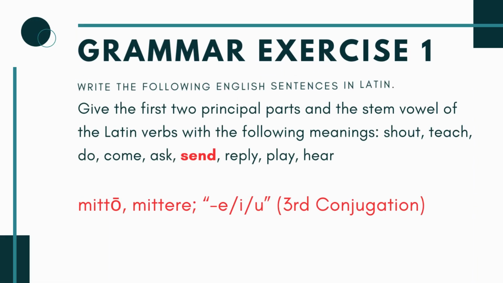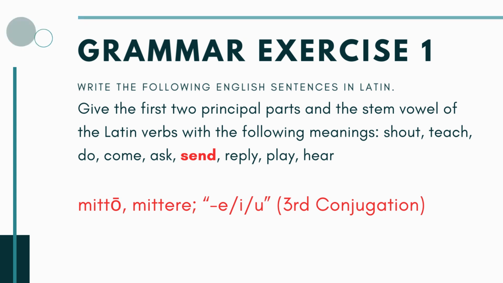The next verb is to send. You have mitto, mittere. Now, the ERE in mittere is short. There's no long mark over it, so it's third conjugation. So remember that stem vowel will be an E, and we're going to flip it to an I and a U as you actually conjugate the verb.